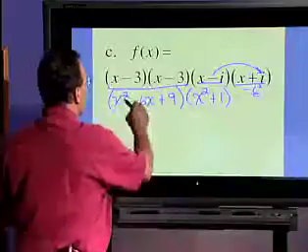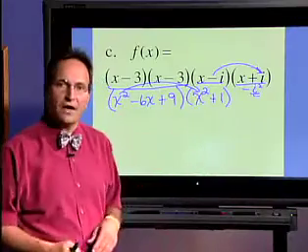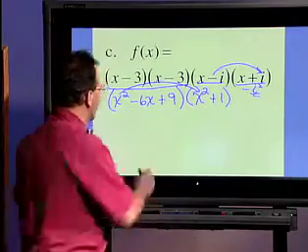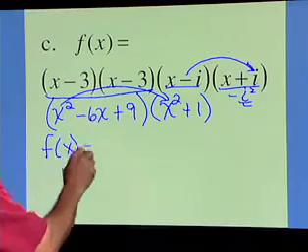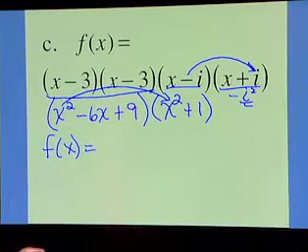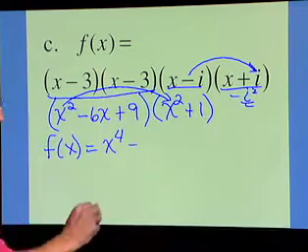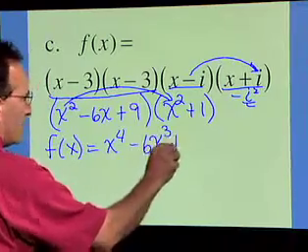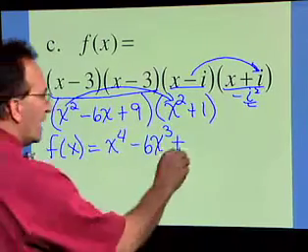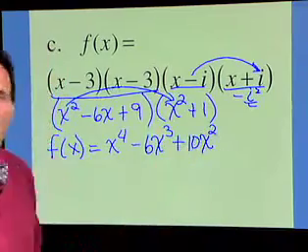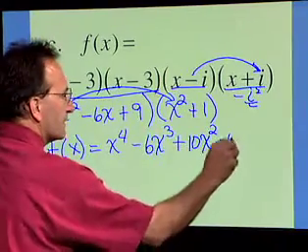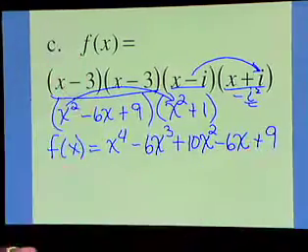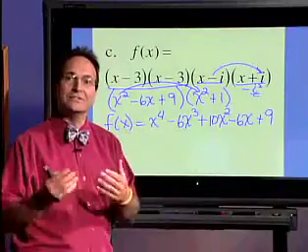All right, as you can see, if we were to take the time to multiply this out, we would end up with a fourth degree polynomial function. So I'm just going to go right to my final answer, which is f of x is equal to x to the fourth minus 6x cubed plus 10x squared minus 6x and then plus 9. So that's our quartic equation in standard form.